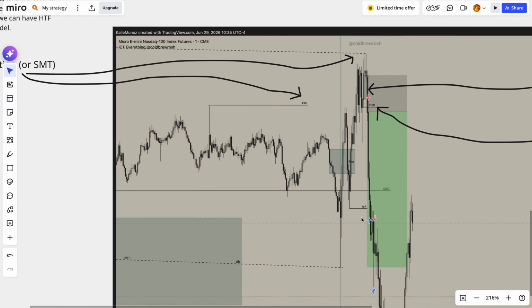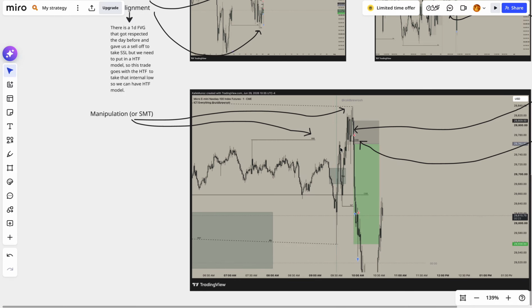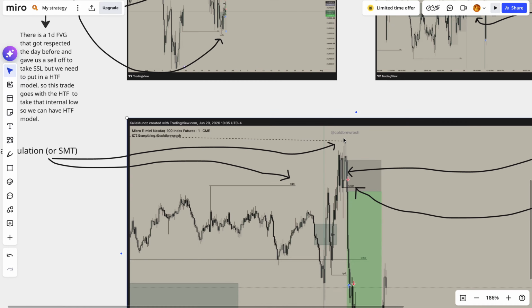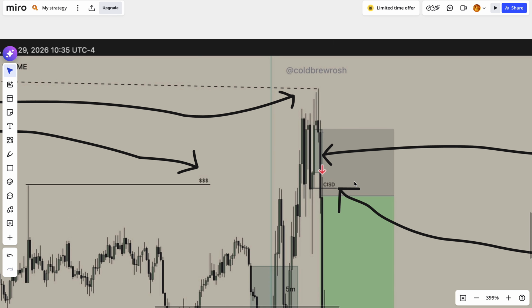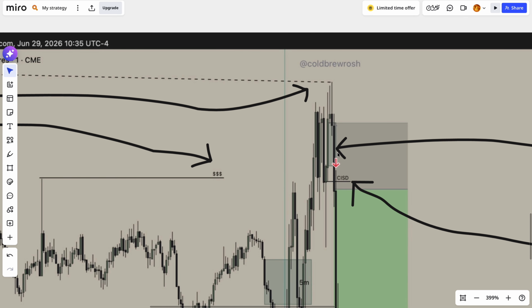So, yeah. And then at open, we come up, internally manipulate this high, or you can just call it manipulation, but I would call it internal manipulation because we already have manipulation right here. And then you can see we put in this inverse value gap after taking this high and putting in some structure, and then the change of the state.